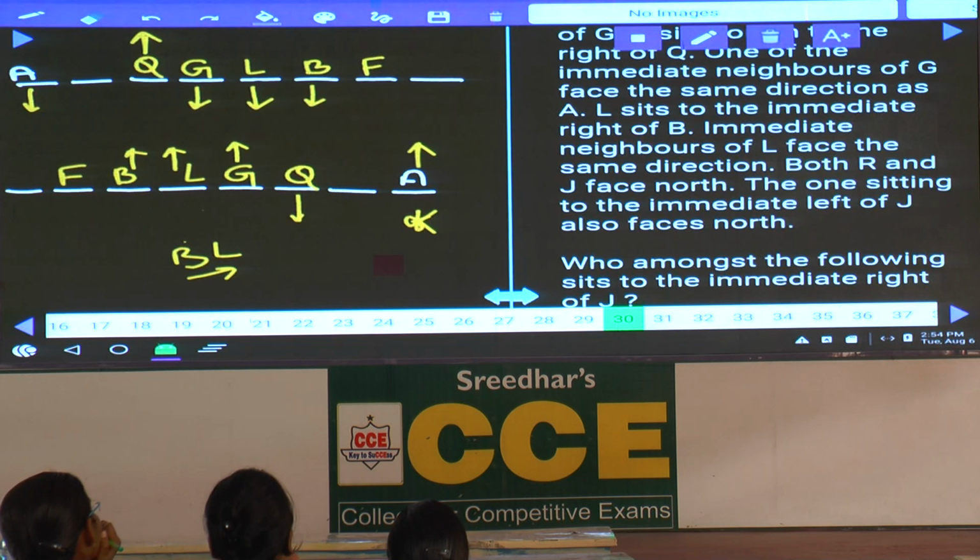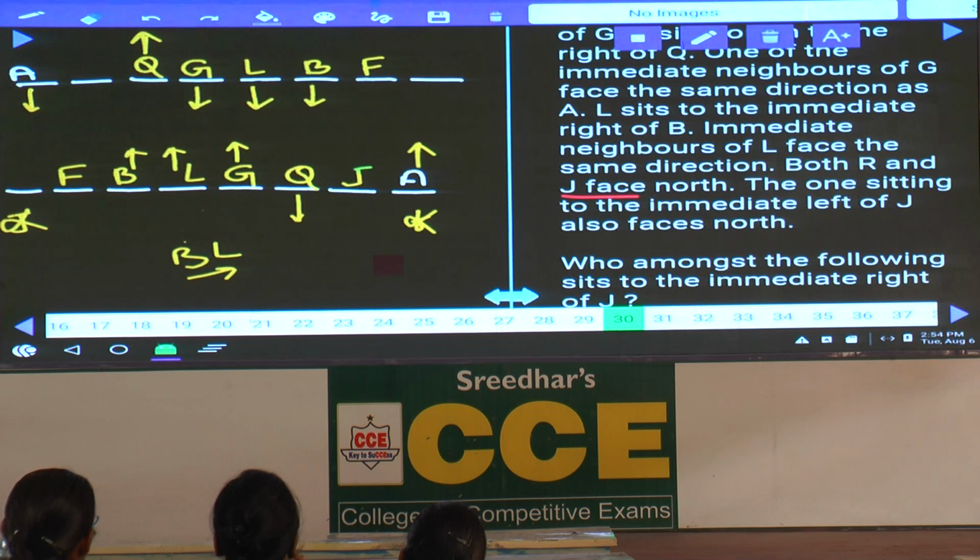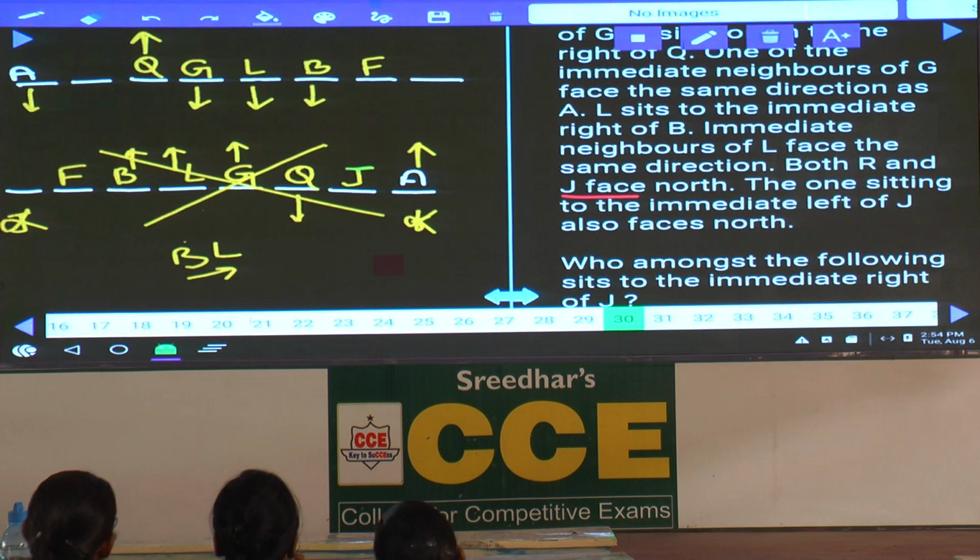And the one sitting to the immediate left of J also faces north. Now both R and J face north, isn't it? The one who is sitting to the immediate left of J also faces north. J cannot be at this place, isn't it? Hence, if you take J at this place, then the immediate left of J is Q, which is also facing towards north, is ruled out. Done with this? And the second case is not possible.